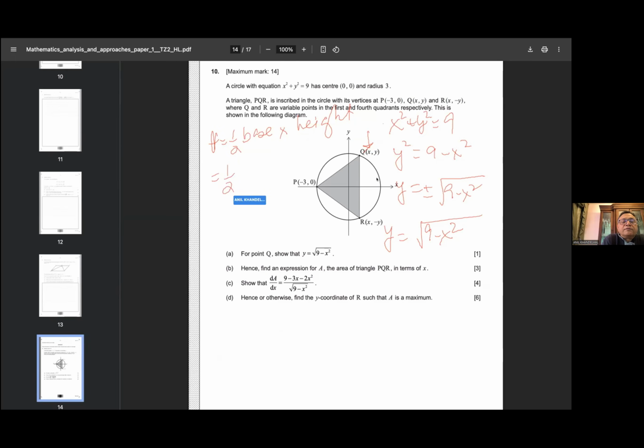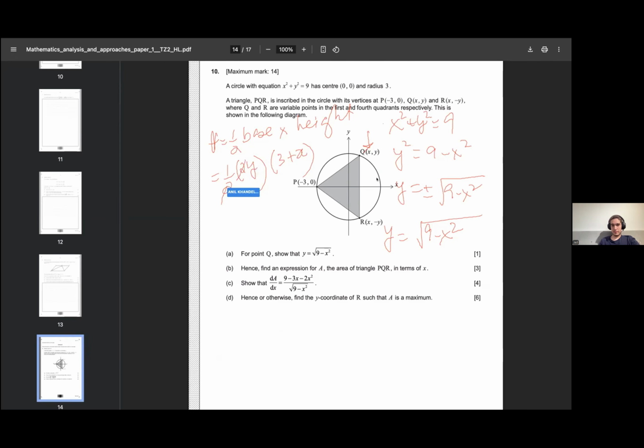Base is 2y, and height is 3 units plus x units, right? Correct, because the points are (x, y) and (x, minus y), with x on the right side. So you can write down the area in terms of x, because we know y is the square root of 9 minus x squared.